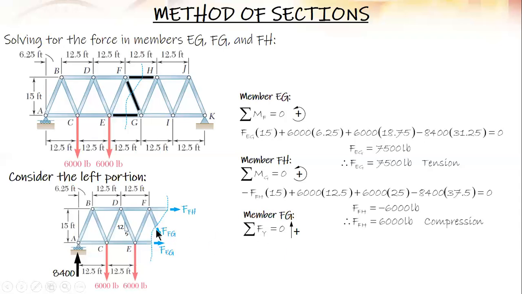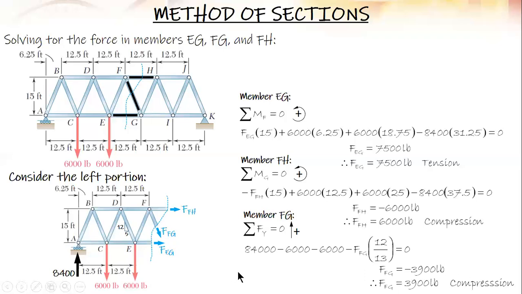So when you sum up force sa Y, katong 12 over 13 ka. Like this one. So upward, 8,4 minus 6,000. Downward man minus FFG niya, component niya, a factor niya, 12 over 13. And FG is negative 3,9. Therefore, it is in compression. So, iunahin lang ang paggamit sa method of sections. One equation, one unknown. Yeah.